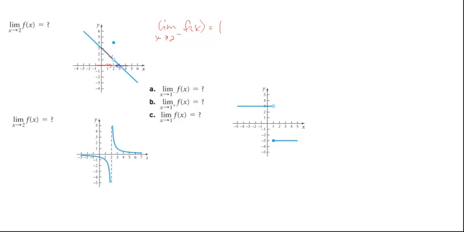And from the right, it's also getting closer and closer to 1. So the limit as x approaches 2 from the right of our function is also 1. Doesn't matter that the function value, note that f of 2 is equal to 4. We don't care. We want to know the limit. What are we getting closer and closer to?